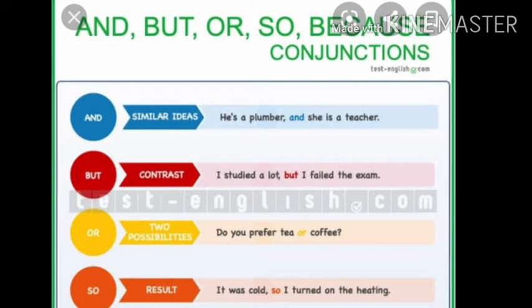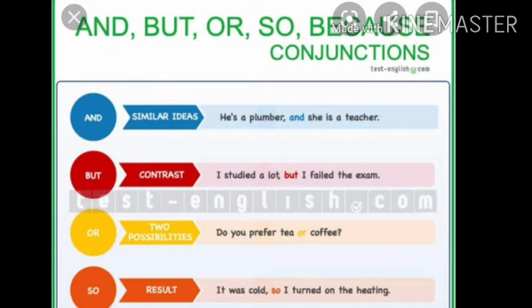Now where is but used? Yes, but is used when you are using two contradictory ideas or to contrast sentences. I studied a lot, but I failed the exam. I walked very fast, but I missed the train. He is my friend, but he did not come to my birthday party. So when you are using two contrast statements or two contradictory ideas in one single sentence, we use but.